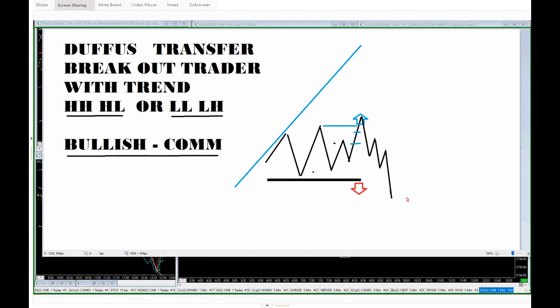You see it? Lower lows, lower highs, lower lows, lower highs. There's the big breakout. That's going to bring in a lot more Dufuses selling into it, as well as the stops from the first block of Dufuses, so the selling here gets bigger and bigger and bigger.